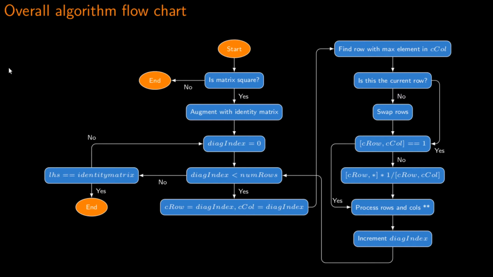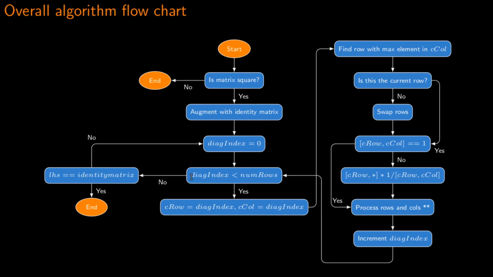So this is the overall flowchart of the algorithm. So we start obviously from start. The first thing we need to do is to test whether the matrix is square. If it isn't, then we end. We can't invert a matrix that isn't square, so clearly there's no point going any further. If the matrix is square, we come down to here and we augment it with the identity matrix of the same dimensions. We then set diagonal index to 0, and we're going to loop diagonal index along the number of rows. So we have here, if diagonal index is less than number of rows, if it isn't, then we go to stop.